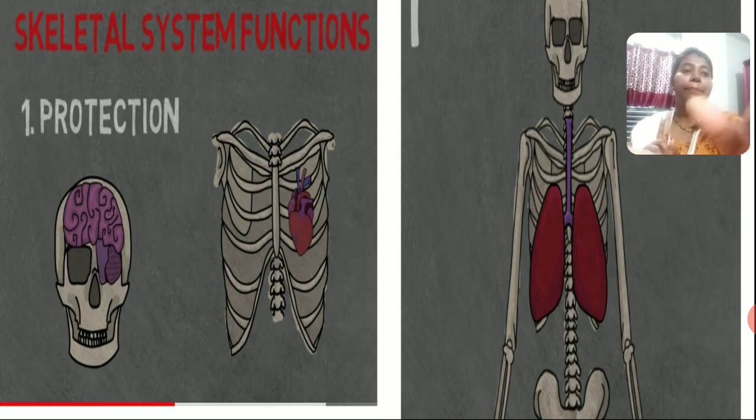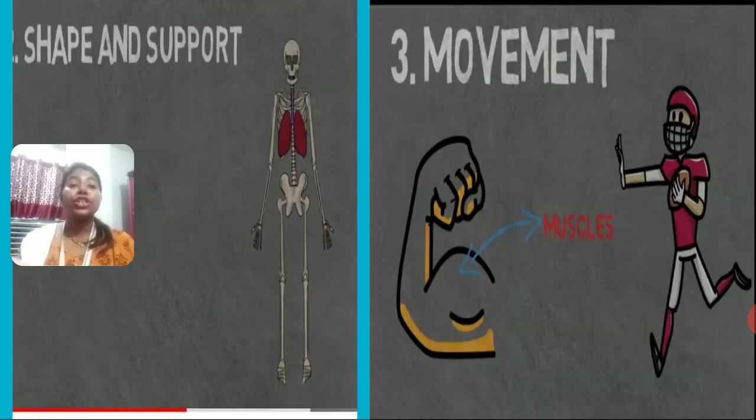The second point, you see, shape and support. If we do not have the skeletal system, then how will be the shape and structure of our body? So this skeletal system is giving us a shape and it is supporting our body, for which we are able to stand, for which we are able to bend. Am I clear? And the last one is the movement. We are able to move because of this skeletal system.